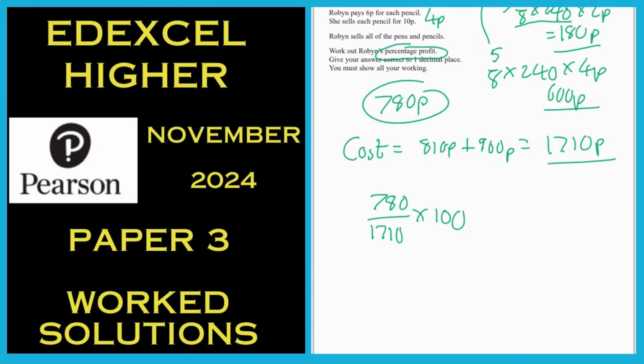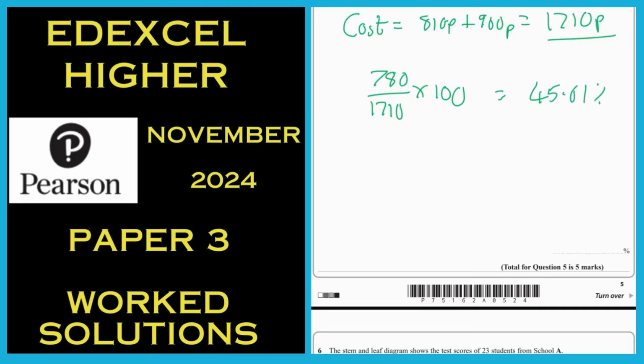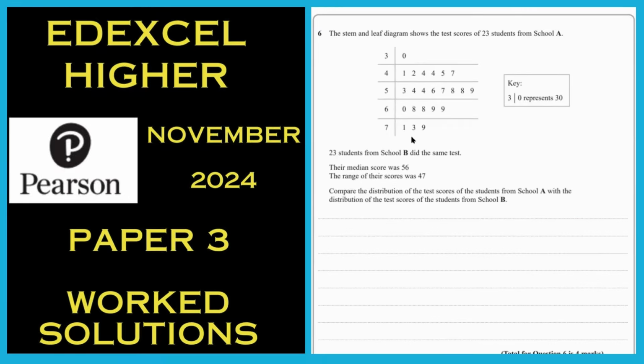Gives me 45.61%, but always do as you're told. 1 decimal place means we get 45.6. Quite long-winded, quite wordy. Take your time, take it nice and steady. 5 marks in the bag, hopefully.